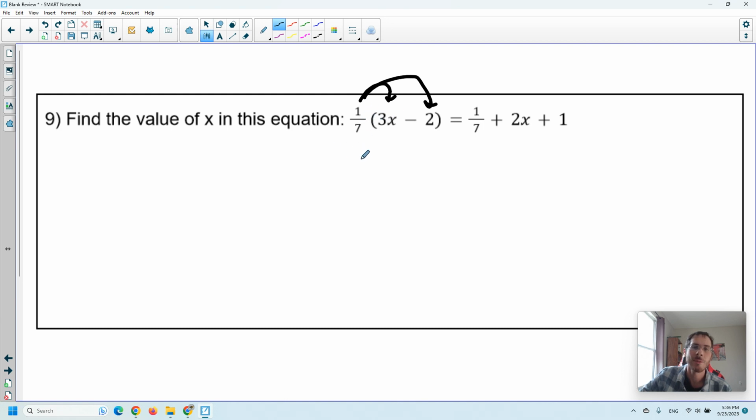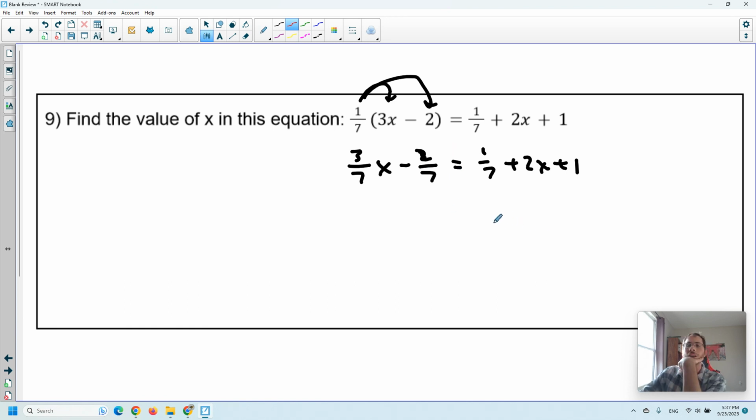So 1/7 times 3x is 3/7 x. 1/7 minus 2 is 2/7. Now 1/7 doesn't come out as a very nice decimal. I don't want to round because if I round, I'm probably going to get the wrong answer. So I do have to leave everything in 7ths, which is a little unfortunate. But plus 2x plus 1. All right, well, I was hoping that my 7ths would cancel out, but they don't.